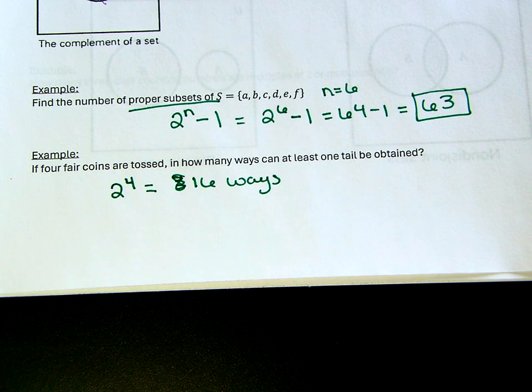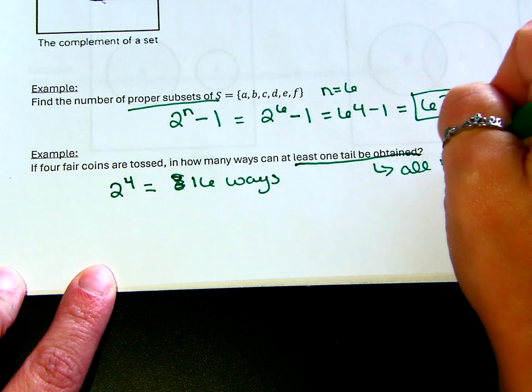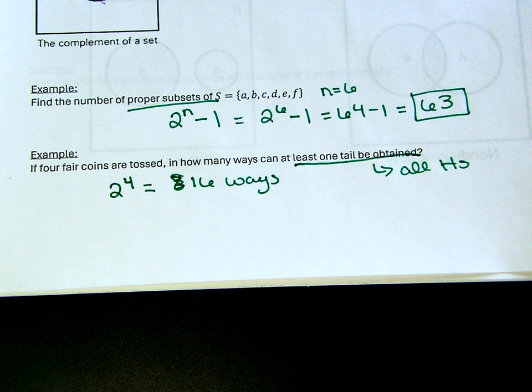If it says we need to find how many ways at least one tail must be obtained, then the only not, or the opposite, the complement of at least one tail, means all heads. If they're all heads, there's no tails. All heads is the only way that no tails ever pops up. Every other option will have 1, 2, 3, or 4 tails. Well, if we have all heads, there's only one way to get that, right? All 4 coins have to land on heads. There's no other way to not get at least one tail.